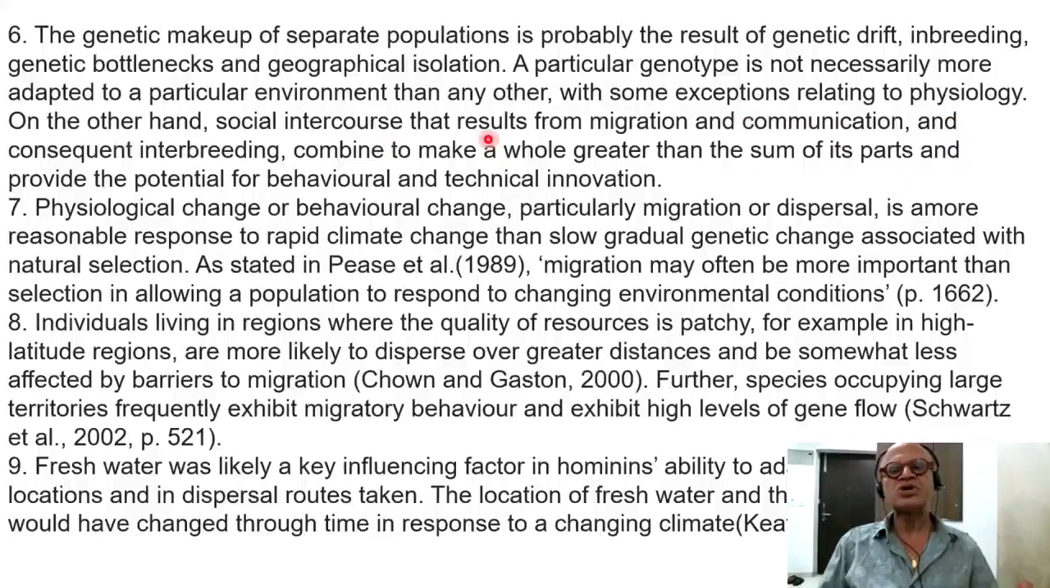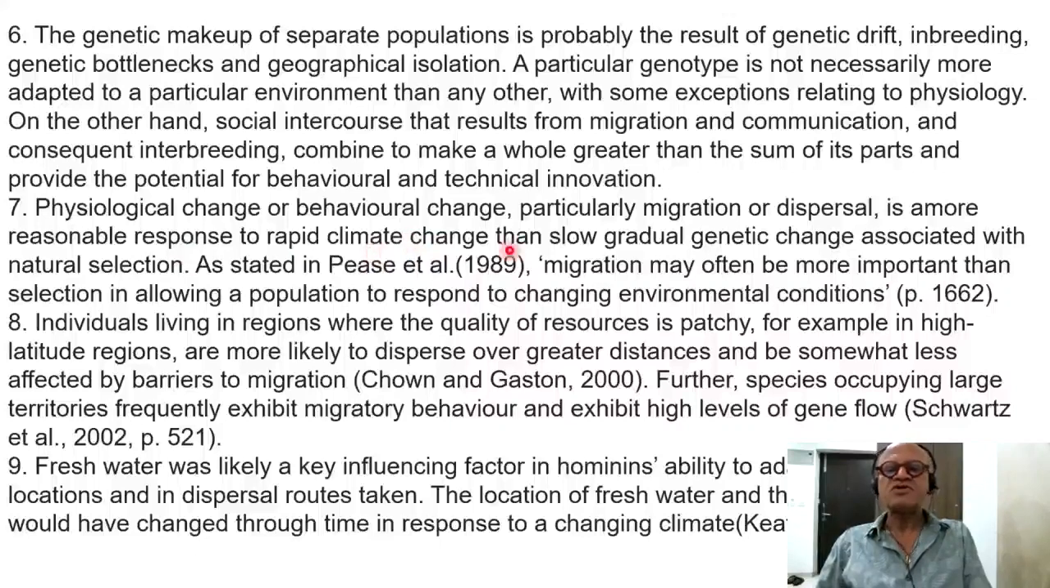On the other hand, social intercourse that results from migration and communication and consequent interbreeding combine to make a whole greater than the sum of its parts and provide potential for behavioral and technical innovation. So definitely there was interbreeding between Neanderthals and sapiens, and maybe also the others that were there, like Erectus, habilis. We don't know about Floresiensis, Denisovans, and so on. Considering how long they coexisted, it's possible that a lot of genetic mix happened.